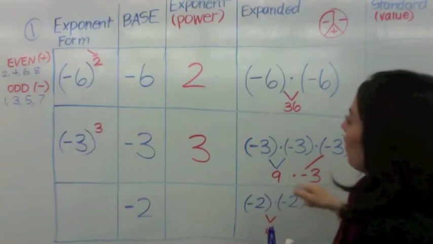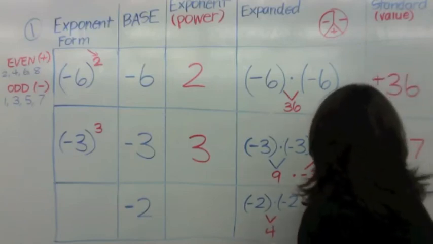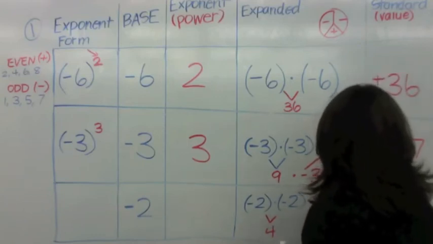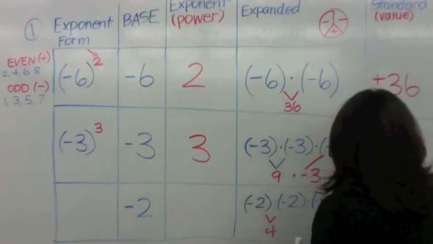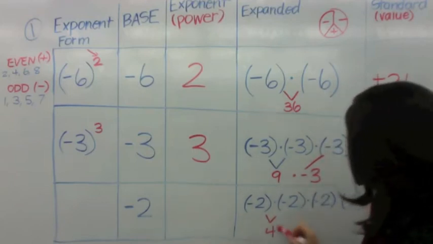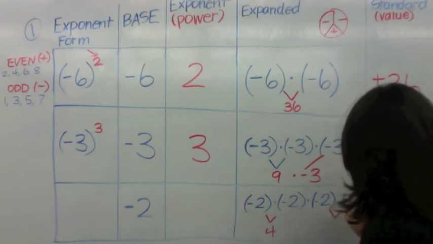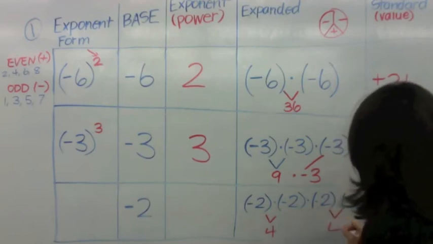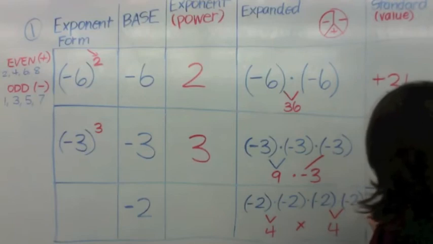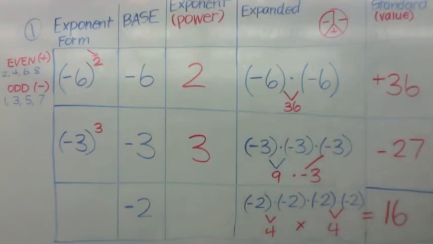Well, if we make it to the power of 4 or expand it 4 times, then we're working with 4 2's that we're multiplying. So 2 times 2 is 4. We'll do it again this set. Negative 2 times negative 2 is 4. And what is 4 times 4? Is it 16? Yes, it is.